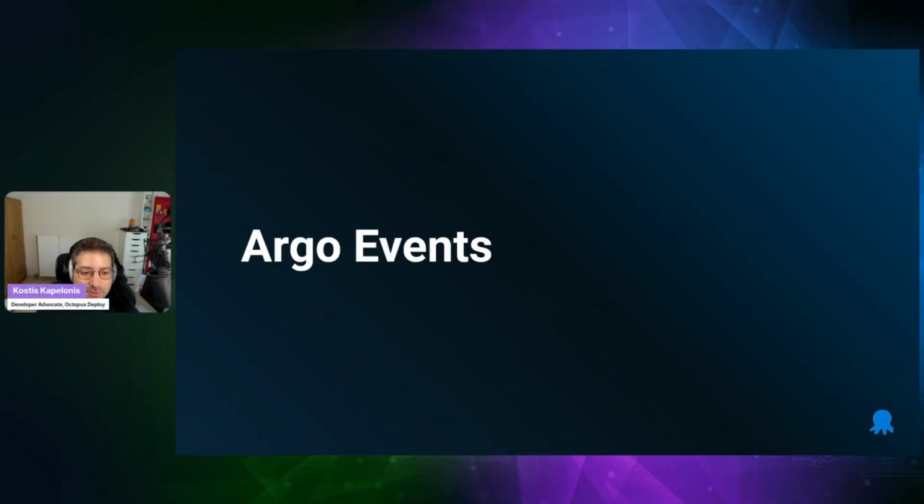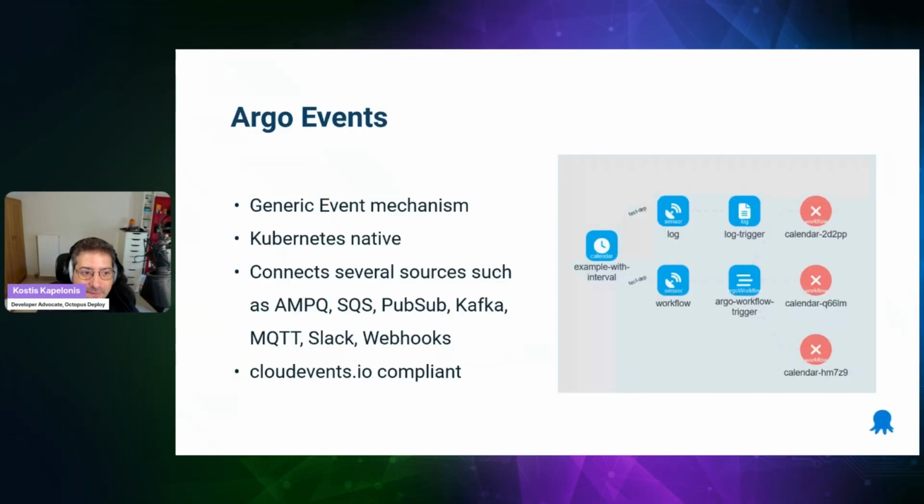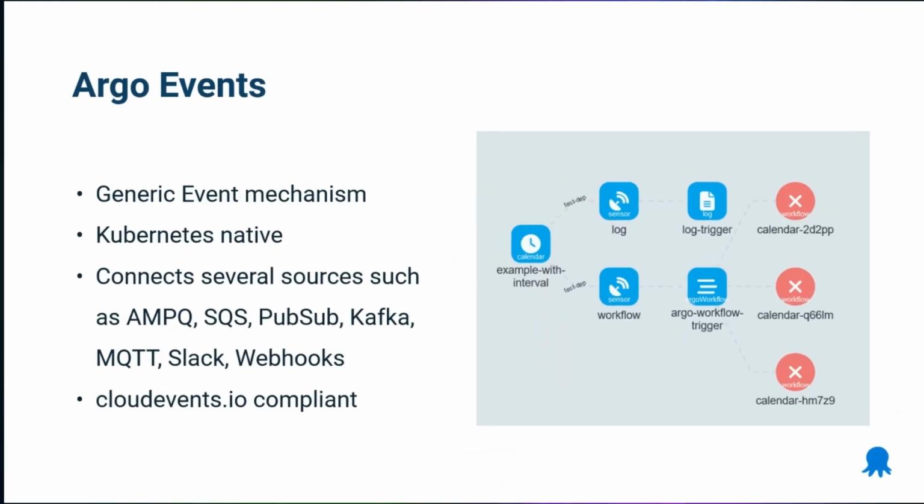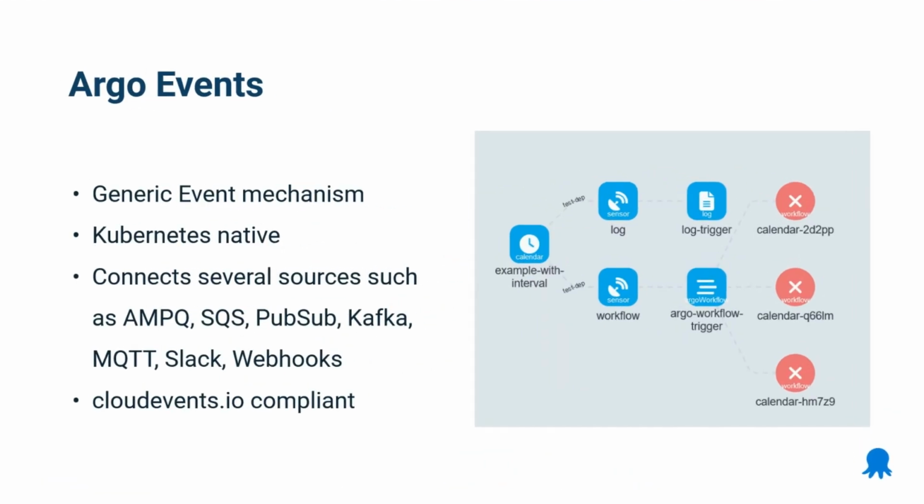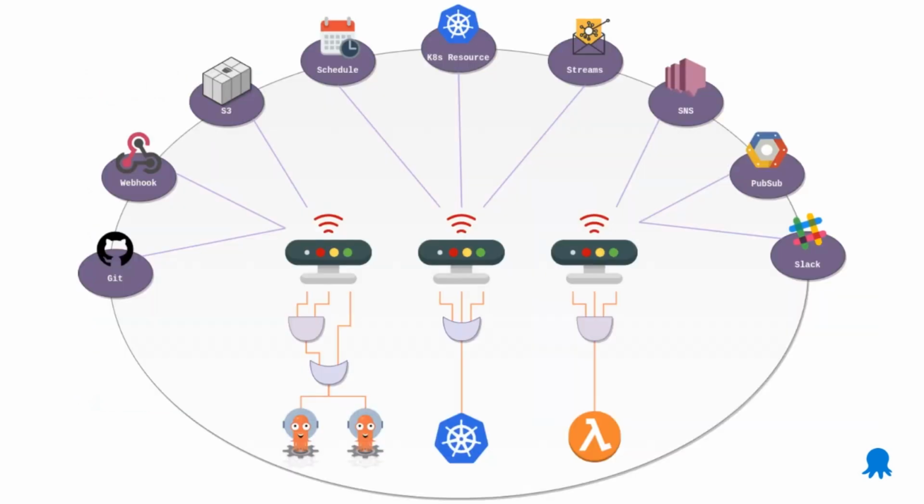Okay, so last project for today, Argo Events. This is a generic event mechanism for Kubernetes. Like all other projects, it's Kubernetes native. It's not actually creating events on its own. It allows you to connect existing event providers between themselves. And also, if you're familiar with CloudEvents, it's compliant with that specification.